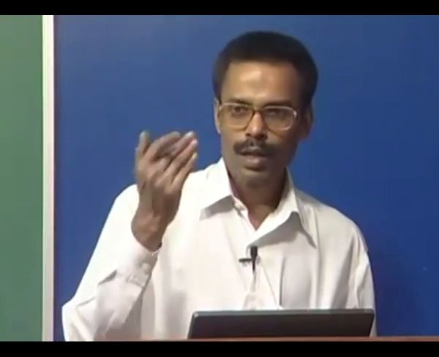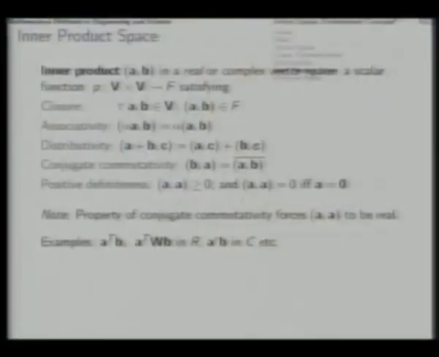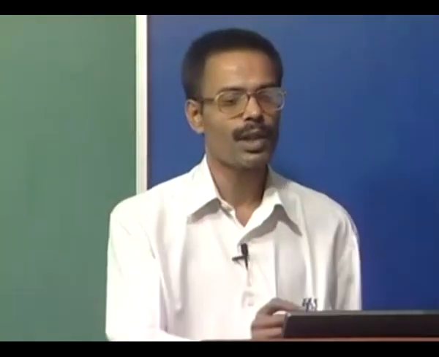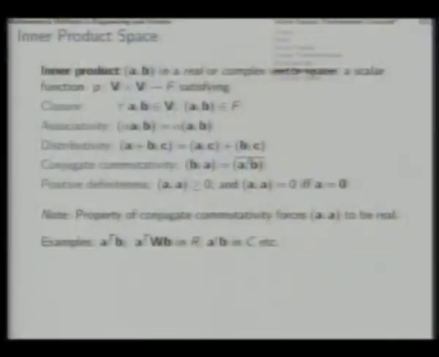For the complex field, it will be bar of AB. BA will be the bar of AB, that is, it will be a conjugate of AB. Now, this essentially means that if you take A, A as the two vectors and try to work out this inner product, then that can be A comma A as well as A comma A conjugate, and these two have to be equal. So, this conjugate commutativity forces this A comma A inner product to be real.